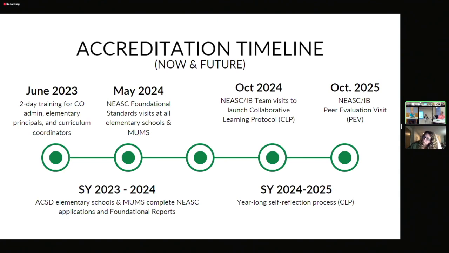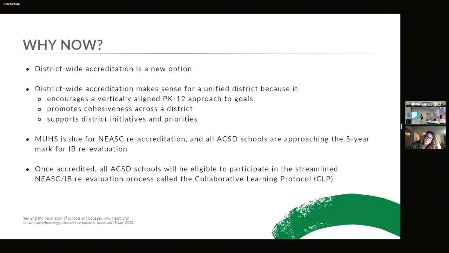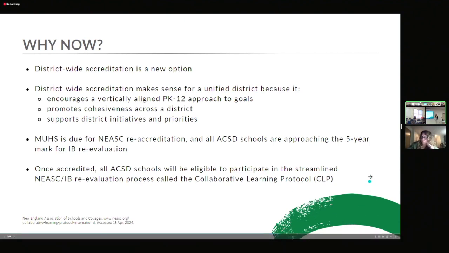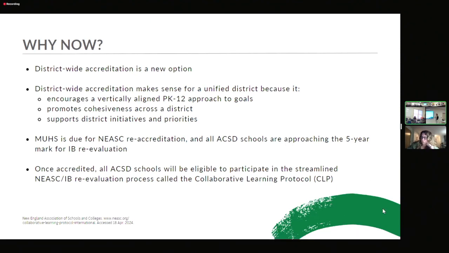I think through this timeline, I just took you through all the rest of the slides by accident. I'll go quickly. Why now? This is a pretty new option, this district-wide accreditation. Why does it make sense? It makes sense if we're a school district trying to articulate goals for ourselves, PK-12, and have alignment, which promotes cohesiveness. MUHS is due for reaccreditation with NEASC, and all 9 of our schools are up for their 5-year IB reevaluation. So those are aligning pretty nicely. And once all of our schools are accredited, we'll be eligible to always engage in this one visit.